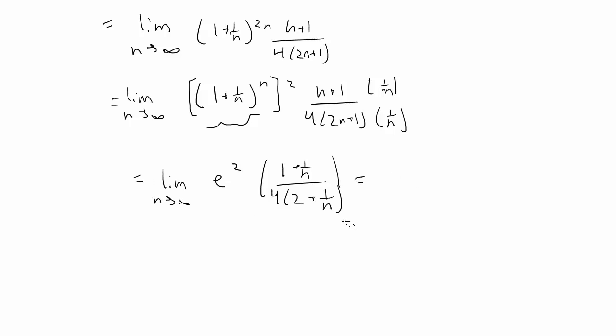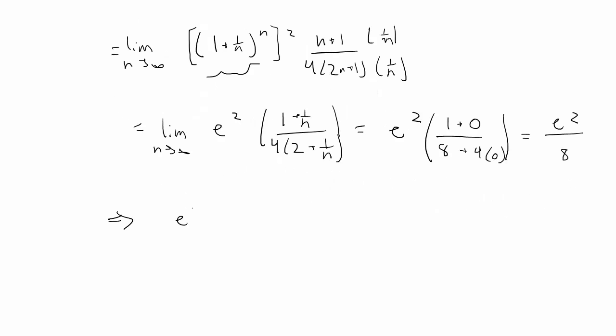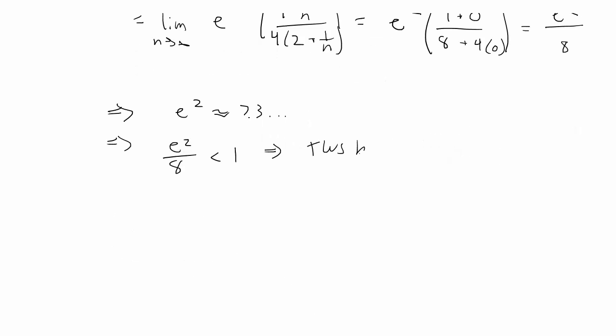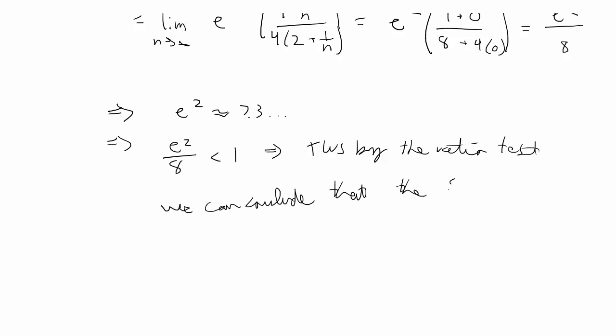And that's all going to infinity, and we can just take the limit, so that will be e squared times (1 + 1/n), where 1/n goes to 0, so that's (1 + 0) over (8 + 4 times 0), so that is e squared times 1/8. Because e squared is approximately 7.3, that means that e squared over 8 is less than 1. Thus, by the ratio test, we can conclude that the series converges. And we're done.